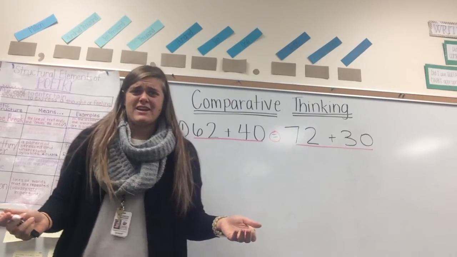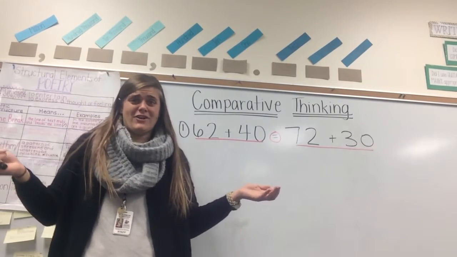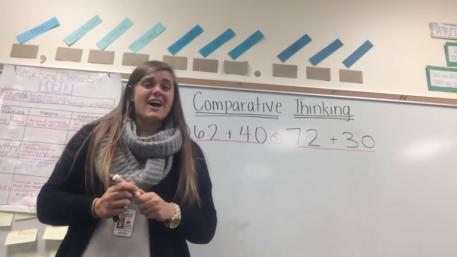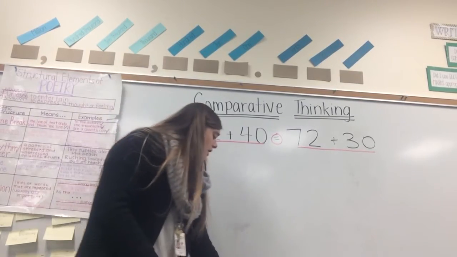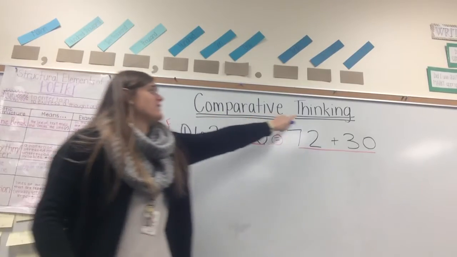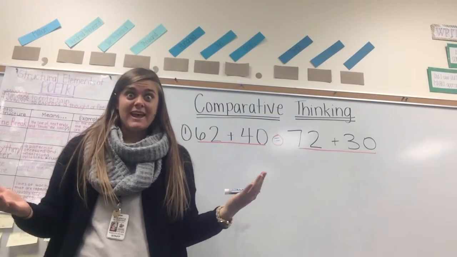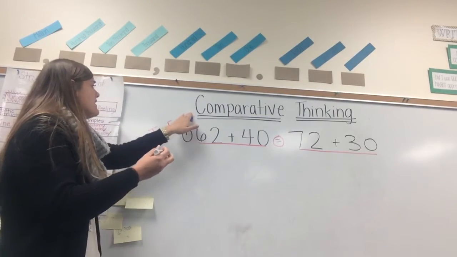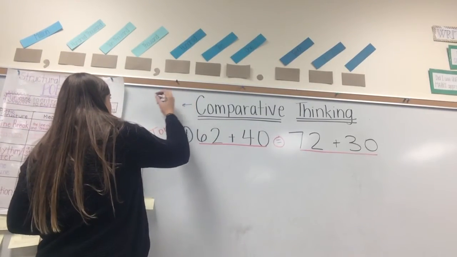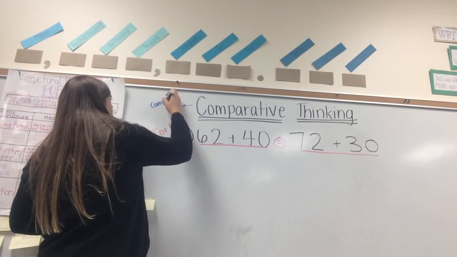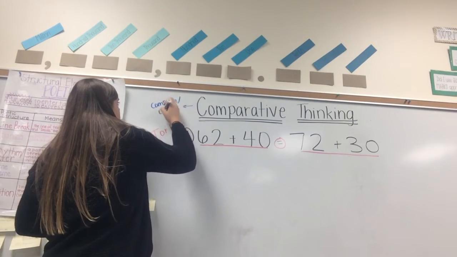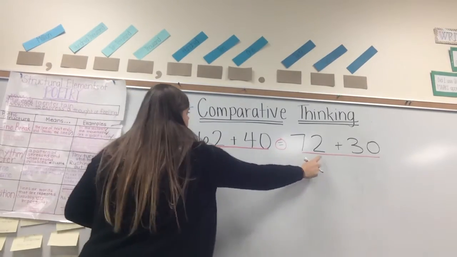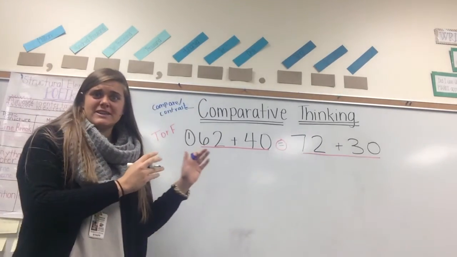Now, I know what you're thinking. You're probably thinking, well, Ms. Royal, I know how to solve this. I'm going to solve both sides of these problems. However, that's not what the standard is wanting us to do. We have to use comparative thinking to explain whether or not these two equations are equal. So comparative means kind of like comparing and contrasting. We're going to look back and forth between these two number sentences, and we're going to compare the numbers.